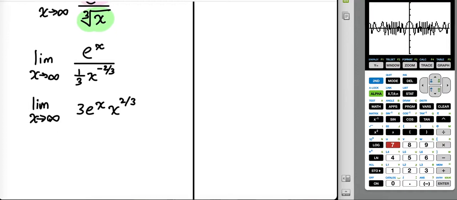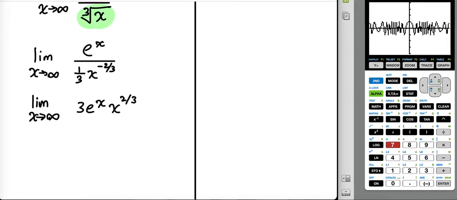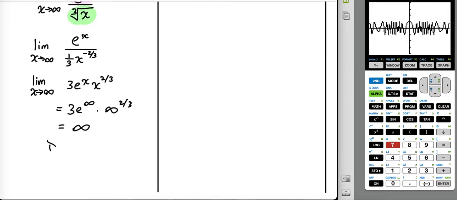Now what we have here is something that wouldn't fit L'Hopital anymore. We're looking at 3e to the infinitieth times infinity to the 2/3. In any way you slice it, this is going to be infinity, and this is going to diverge.